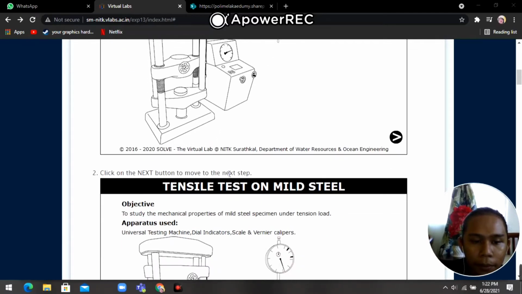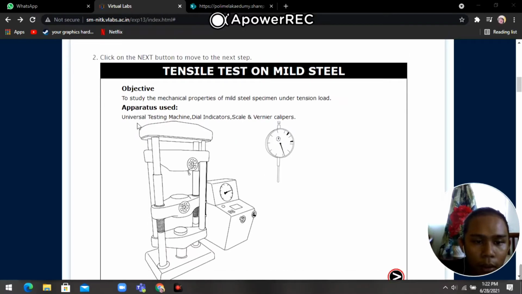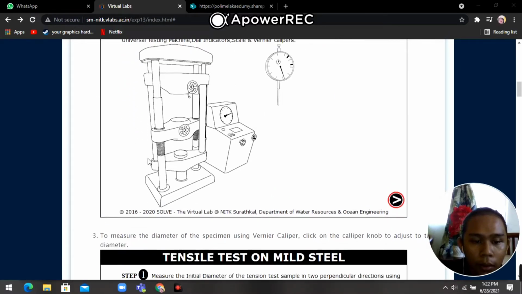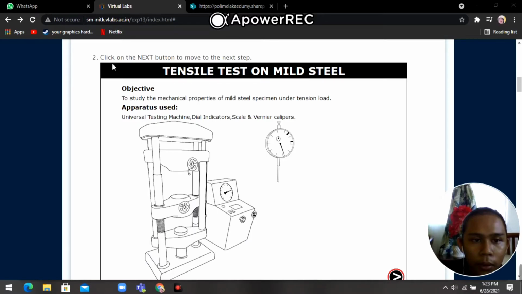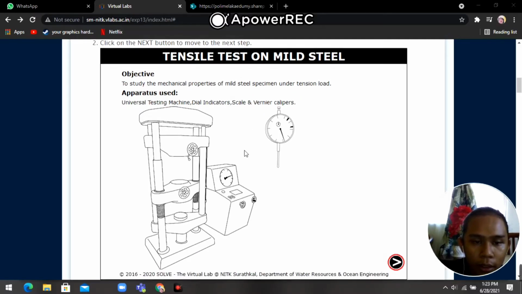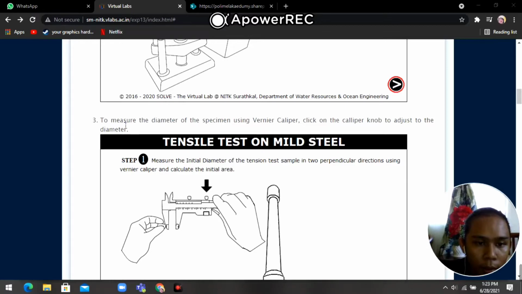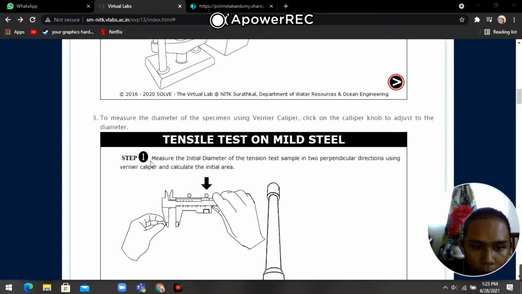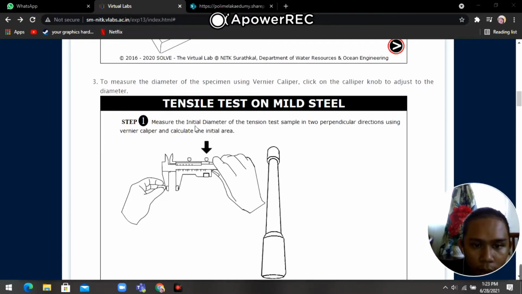vernier caliper. Step 2: click on the next button to move to the next step. Step 3: to measure the diameter of the specimen using vernier caliper, click on the caliper knob to adjust to the diameter. Measure the initial diameter of the tension test sample in two perpendicular directions using vernier caliper and calculate the initial area.